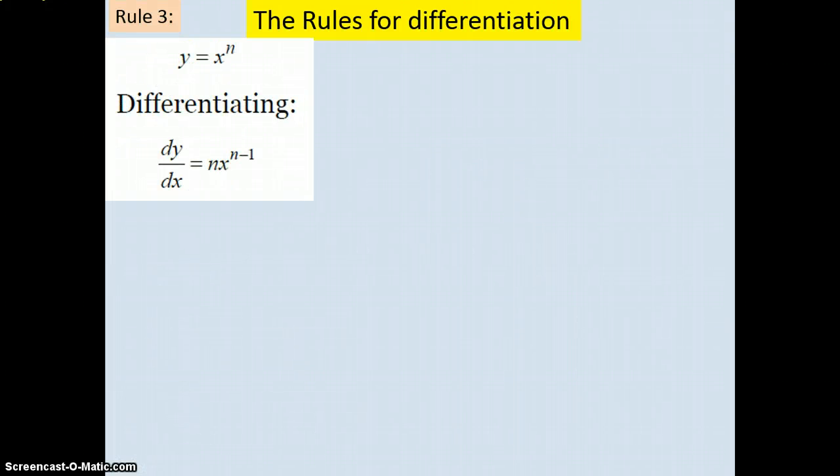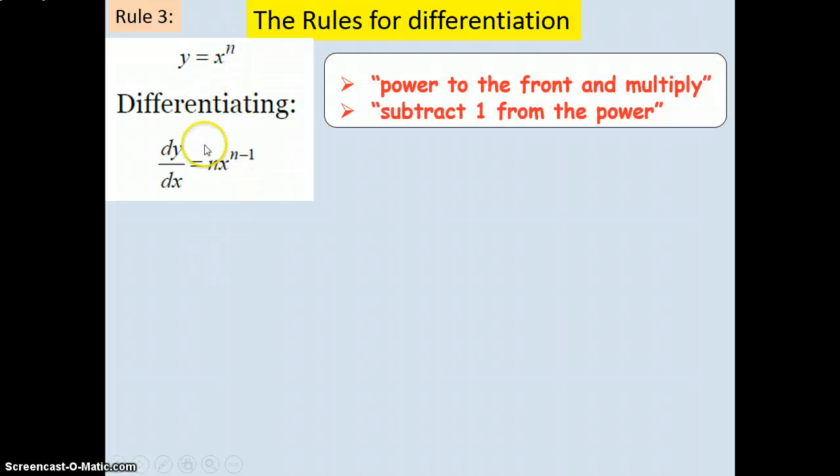Rule 3, if we are given this form, y is equal to x to any power n, then in order to differentiate this, we bring the power to the front and we multiply, so n comes to the front and becomes multiplication, and you subtract 1 from the power.